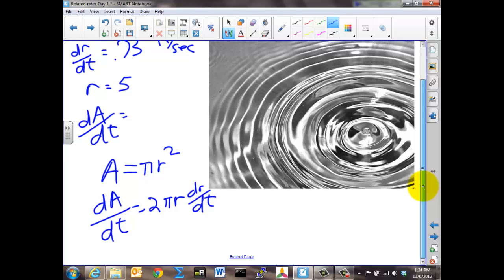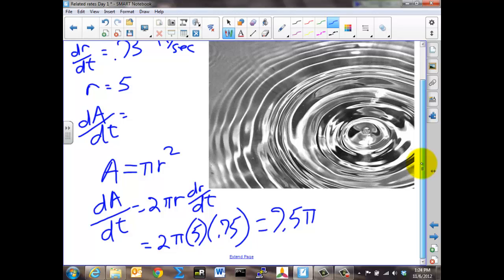Yes, sir? We have something for dr/dt, and we have something for r. Okay? So we're going to get 2 pi times 5 times 0.75, which works out to be 7.5 pi. Now, please understand, that is not the area of the circle. It's the rate at which the area is changing. This is feet squared per second. The area is changing at 7.5 pi feet squared per second at that instant.